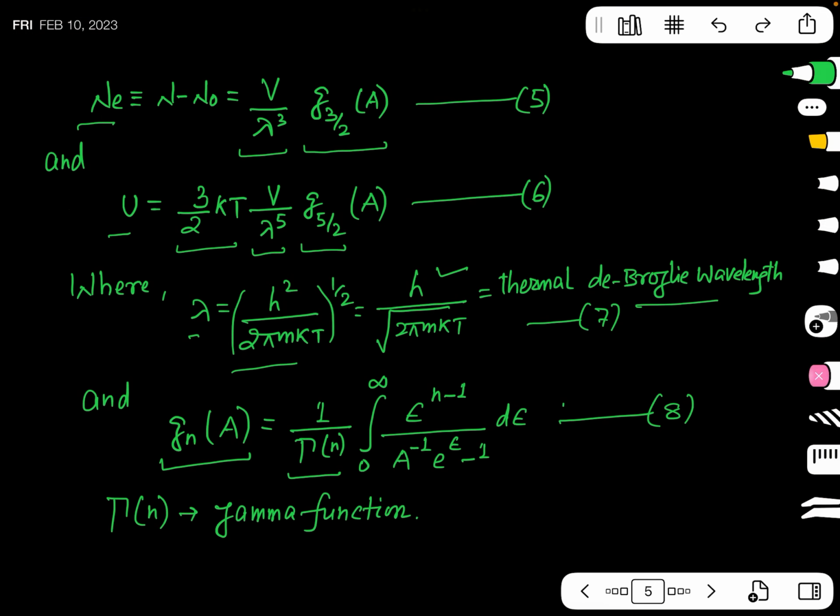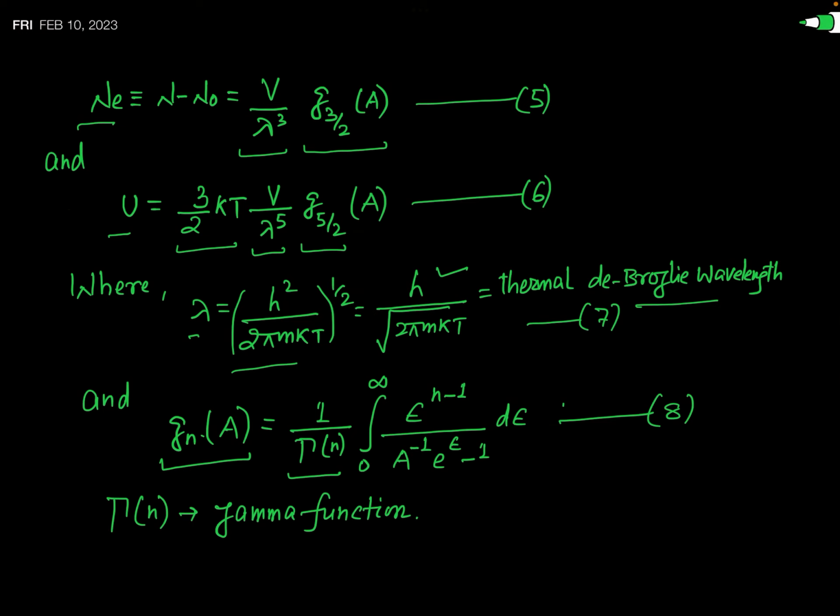and you can see that at the place of gn of a in equation 5, I have written g 3 by 2. So n is here 3 by 2. If n is 3 by 2, then what will be this epsilon to the power n minus 1? This will be epsilon to the power 3 by 2 minus 1. This will be epsilon to the power 1 by 2. And similarly, in the energy expression inside the integral, there is epsilon to the power 3 by 2.